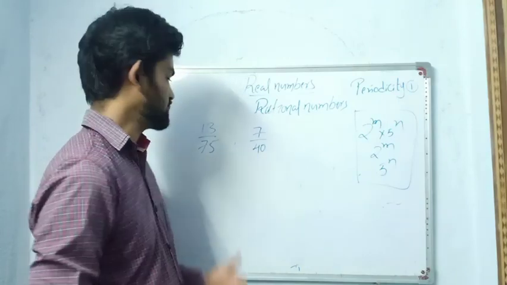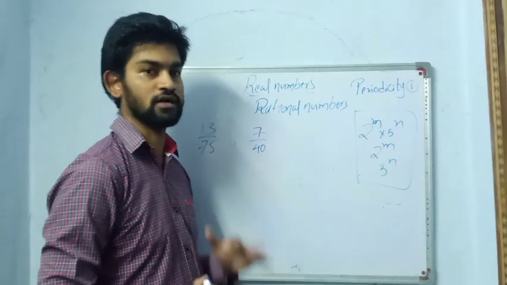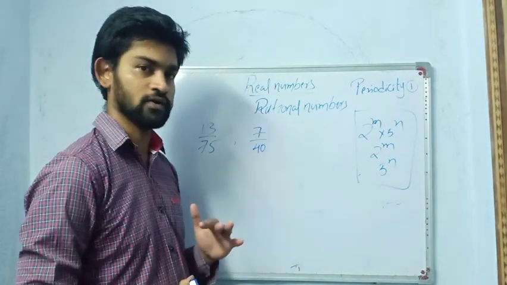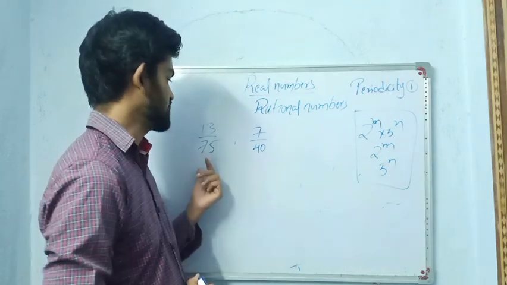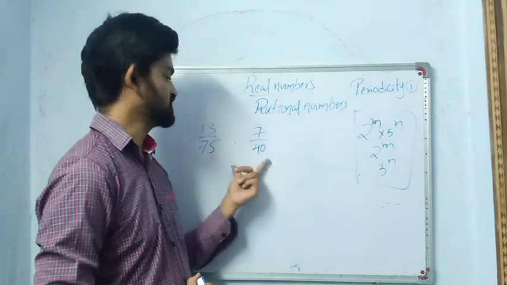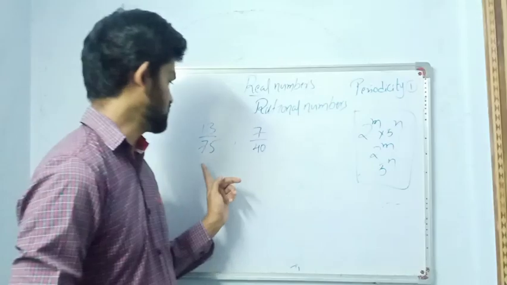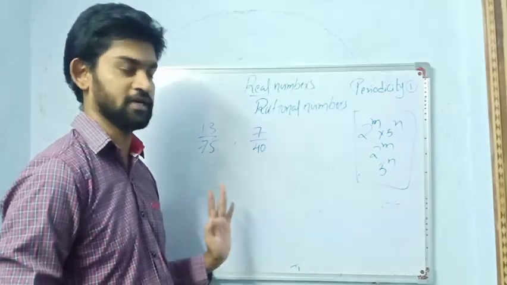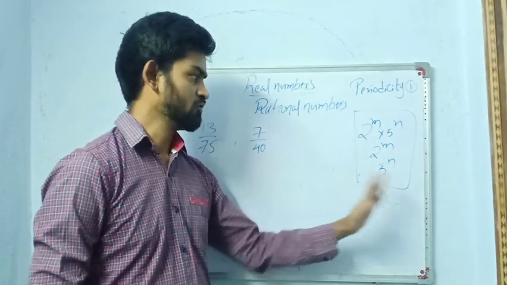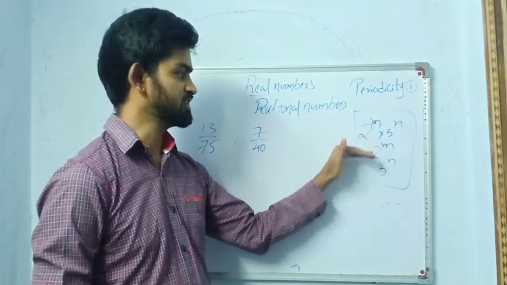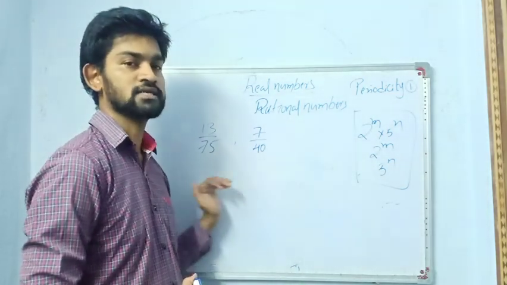Children, now we will see how to identify whether a given rational number is terminating or non-terminating. We have 3 rules that tell us this. First, the denominator's prime factorization should be 2 power m into 5 power n, or 2 power m, or 5 power n. If any of these 3 cases exists in the denominator, then the given rational number is terminating.